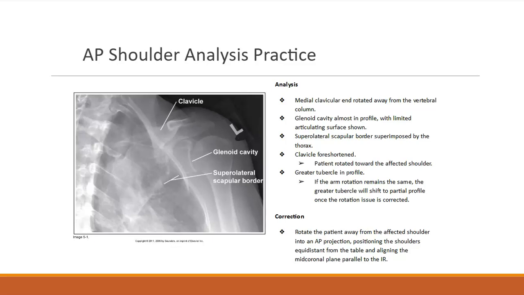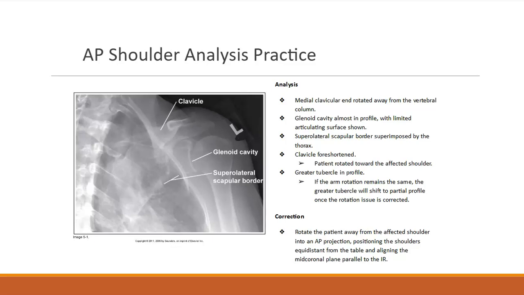Let's analyze this projection and the positioning of this AP shoulder practice analysis. When looking at this image, I can tell right off the bat there is some rotation. I am looking at the clavicles. One is foreshortened and one is super elongated to the point it is crossing the vertebral column. This patient is rotated towards the affected shoulder.